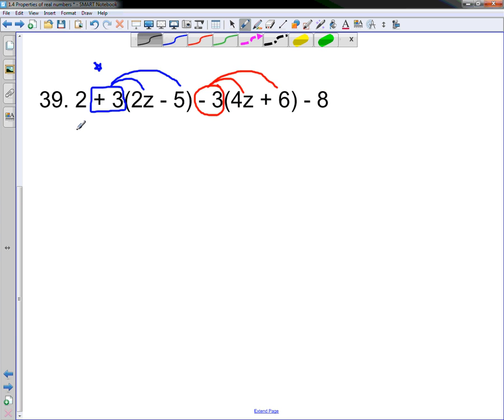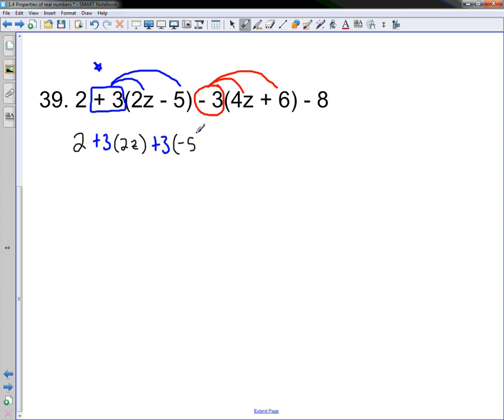So the 2 comes down. Then we have positive 3 times 2z and a positive 3 times negative 5. Now let's worry about the negative 3.